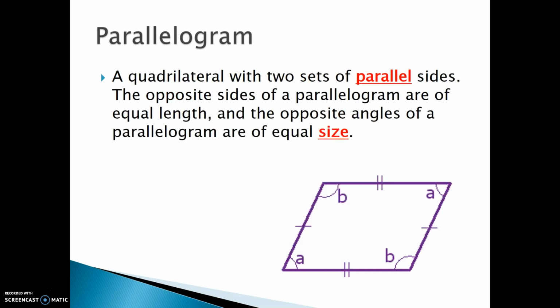Okay, a parallelogram is a quadrilateral with 2 sets of parallel sides. The opposite sides of a parallelogram are of equal length. So what that means is this is an equal length to this. That's why I have these 2 matching marks right here. And this side is equal to that. That's why they have matching marks. And the opposite angles of a parallelogram are of equal measure. So what that means is that this angle is equal to this one, and A over here is equal to A over here. Okay, make sure you have those in your notes.